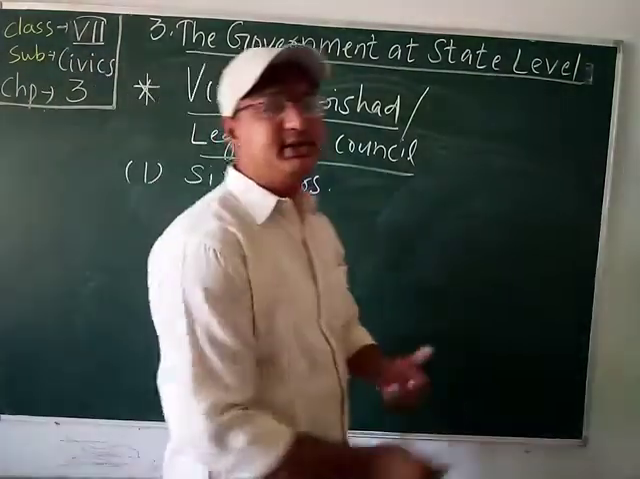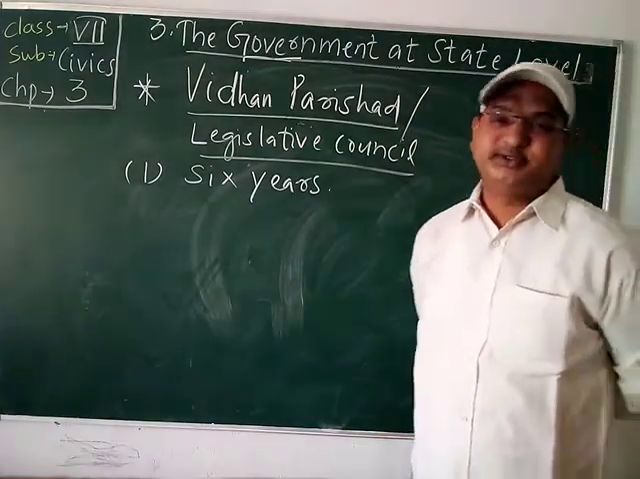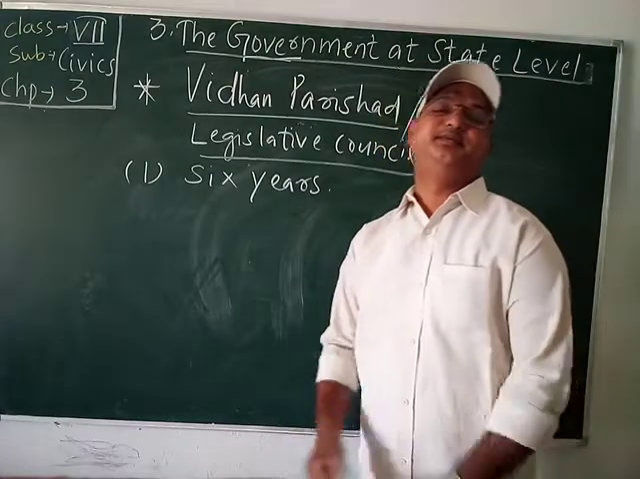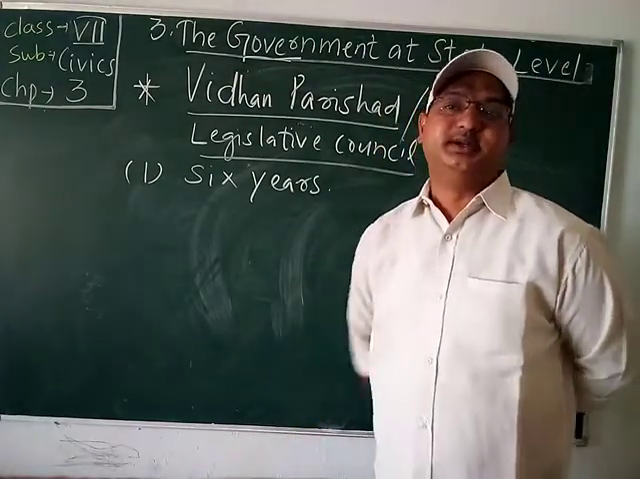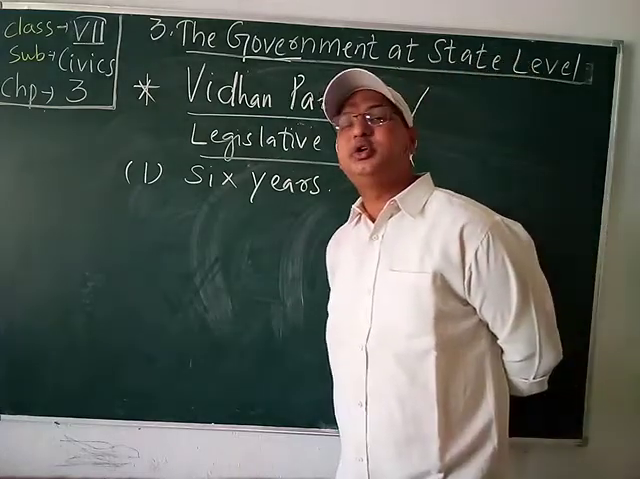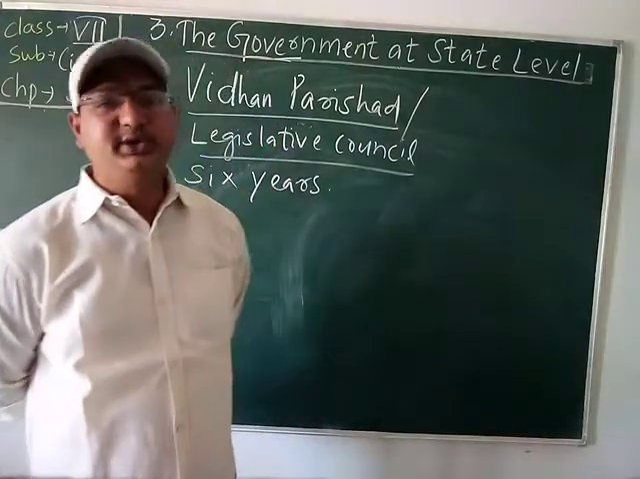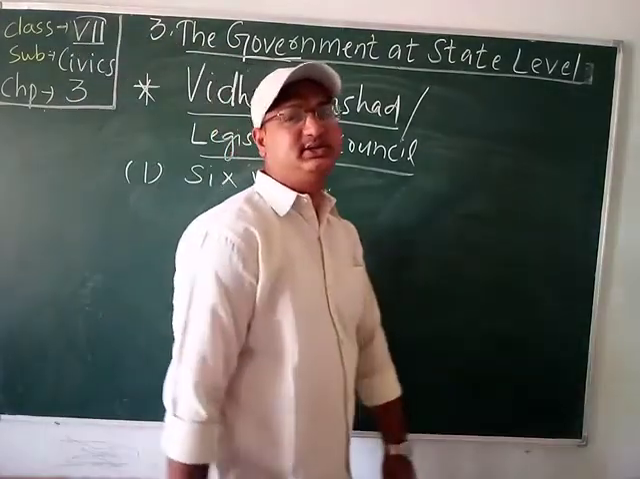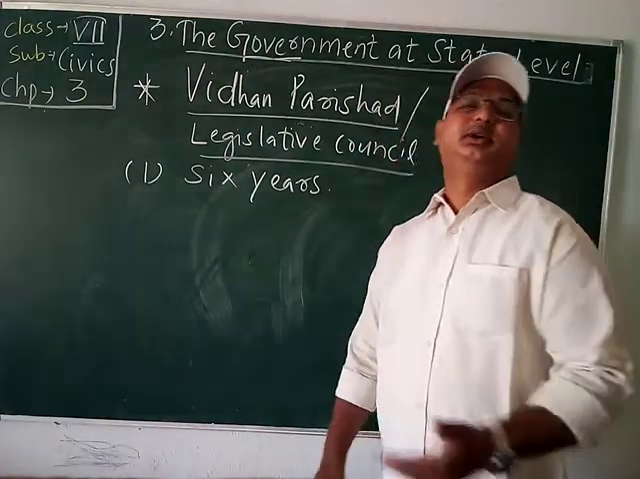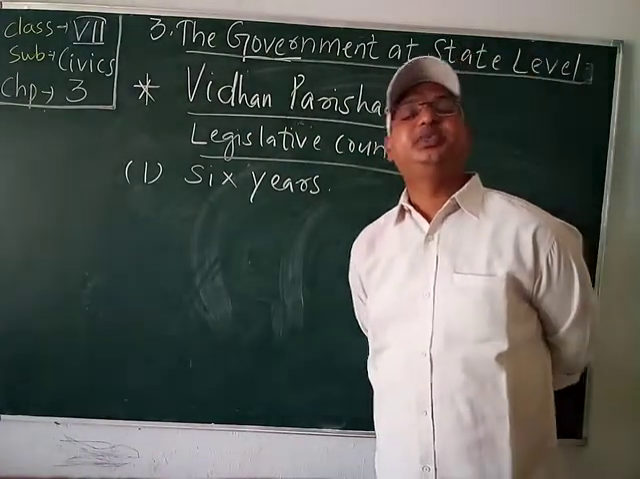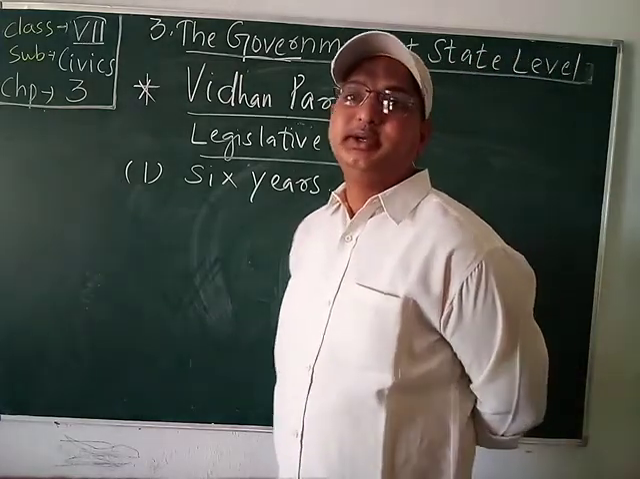Whereas the members of the Vidhan Sabha are elected for a period of 5 years, the members in the Legislative Council are elected for a period of 6 years. Students, then 1/3 of the strength gets retired after every 2 years. This is the same as the Rajya Sabha in the central government. They retire after every 2 years. The Vidhan Parishad cannot have more than 1/3 of the members of the Vidhan Sabha of the state.